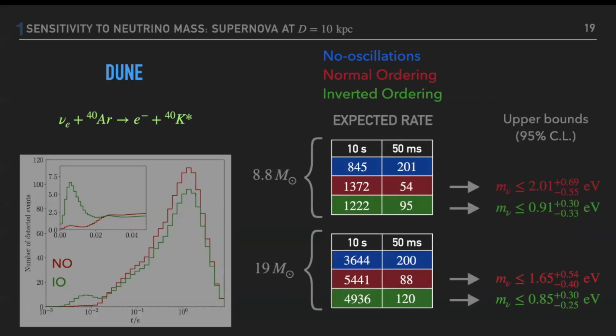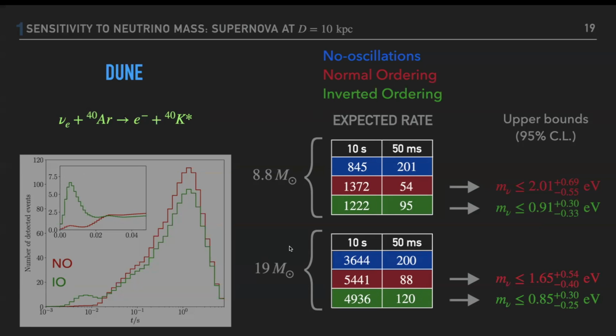Assuming a supernova happening at a distance of 10 kiloparsec, we perform our analysis in order to study the mass bound that can be achieved with DUNE. Let me explain a bit the structure of this slide. This plot on the bottom left represents the expected neutrino rate as a function of time, with a zoom in the neutronization peak time window. I represented in red the normal ordering, while green represents the inverted ordering case.